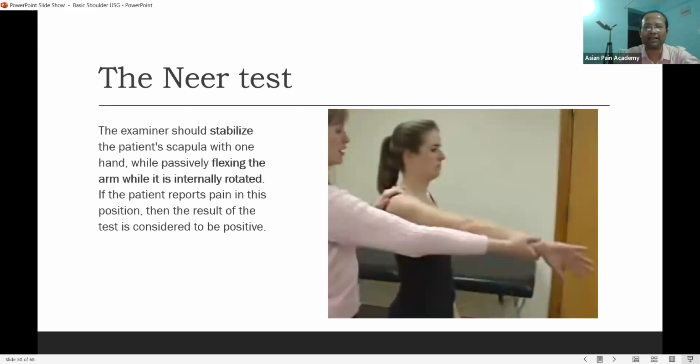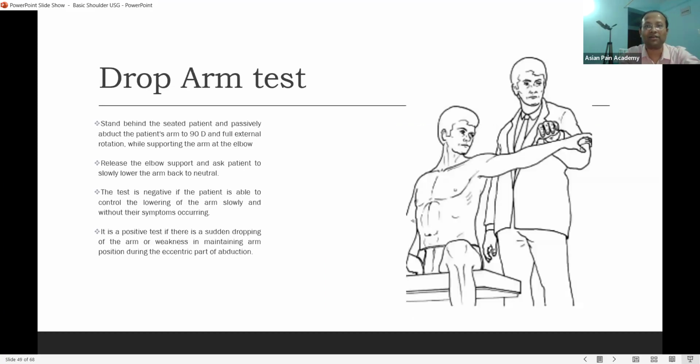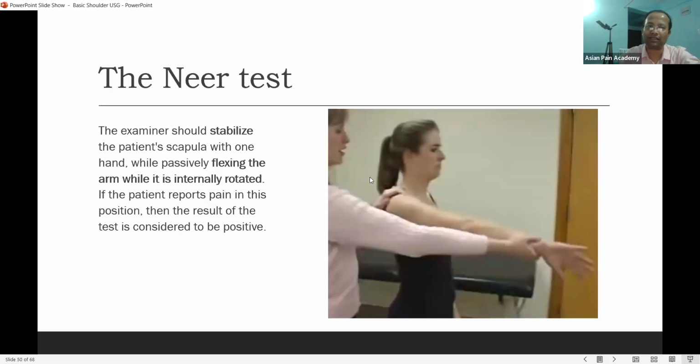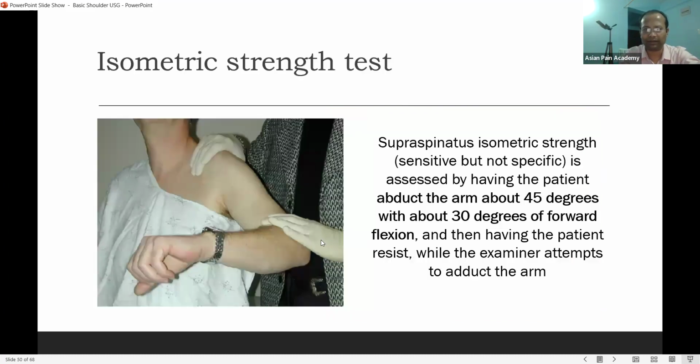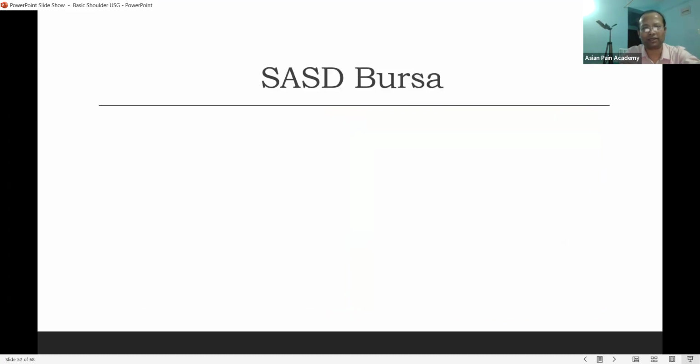Likewise, the Neer test is also like the first test, the Hawkins test, but this test is done when the elbow is not flexed, in this way only. So this is also for impingement of the supraspinatus tendon. The isometric strength test is also done for the supraspinatus tendon.